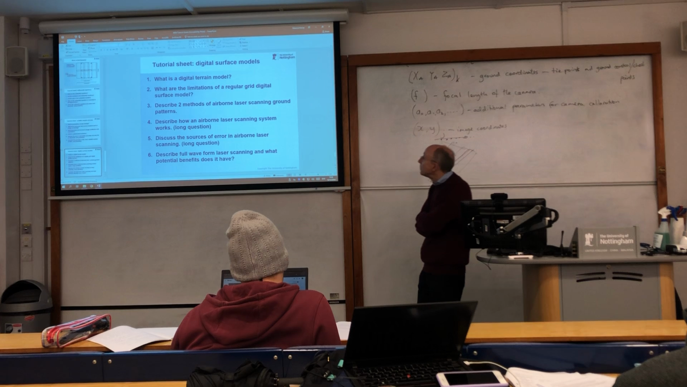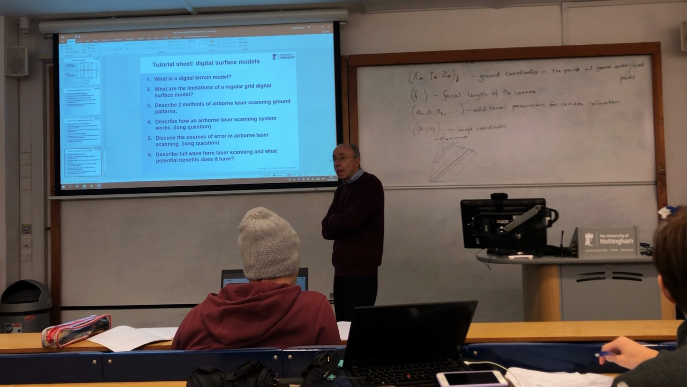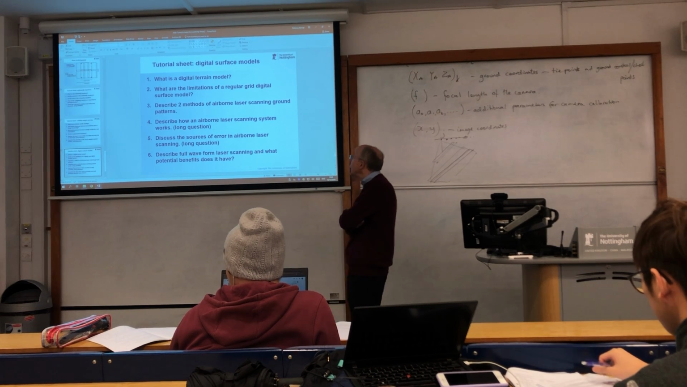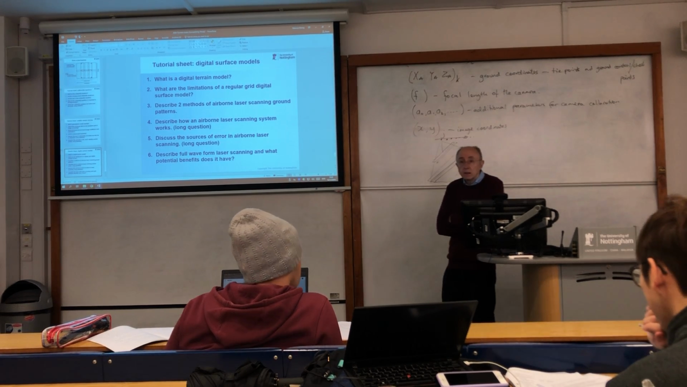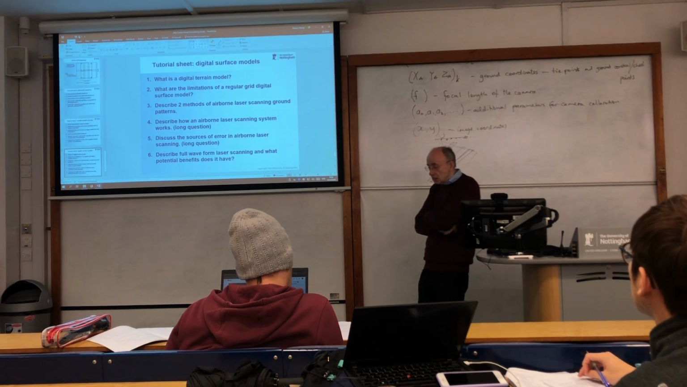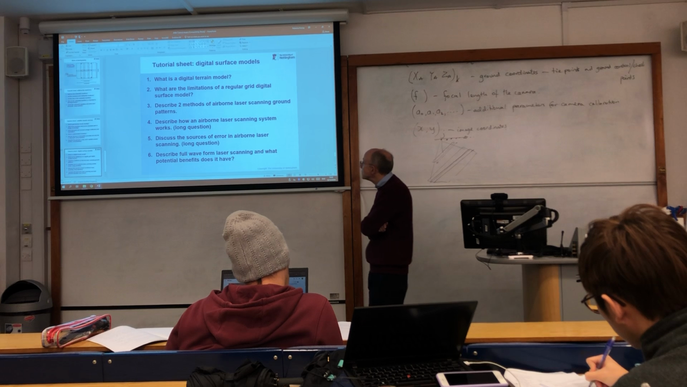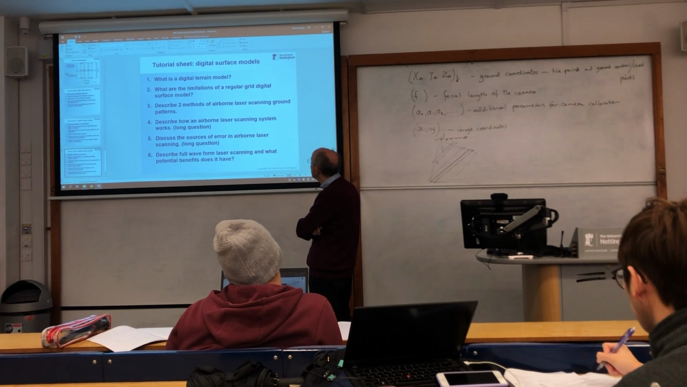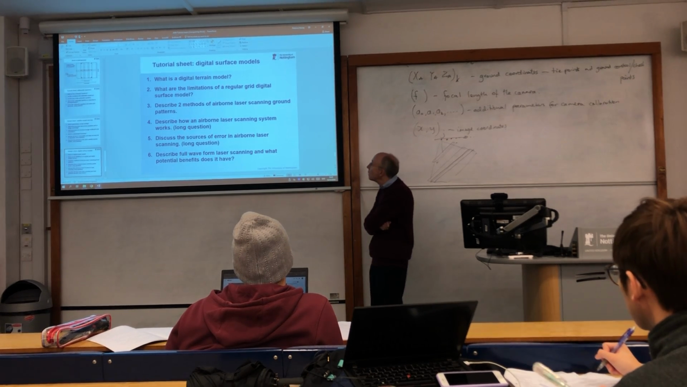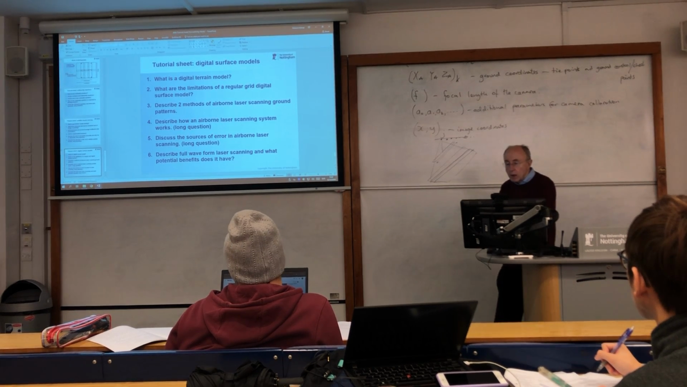Digital surface models. What is a digital terrain model? This is a series of spot heights over the landscape, recording the height of the terrain, being the ground surface. Remember that the terrain is the ground surface rather than what's on the surface. What are the limitations of a regular grid digital surface model? It's a short question. I could probably have said, what are 2 limitations, but I've left it a little bit open here.